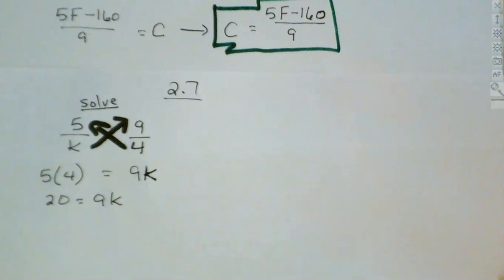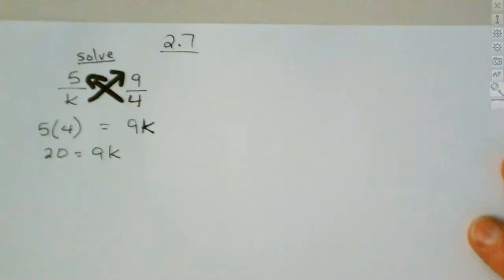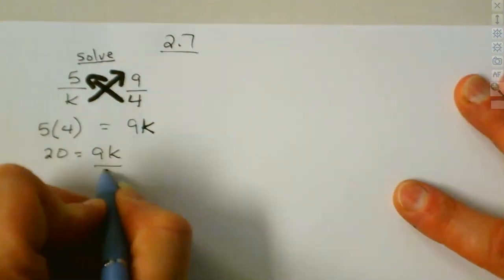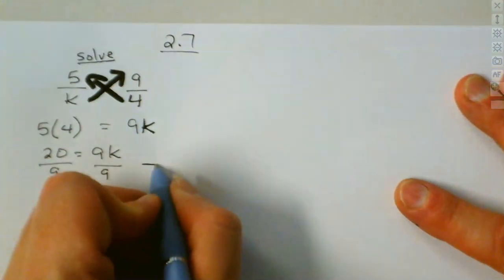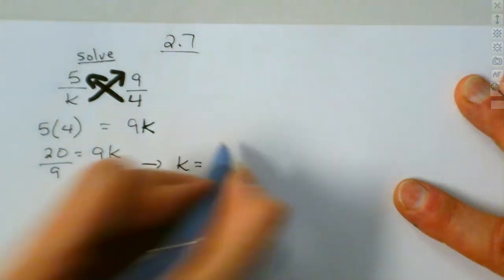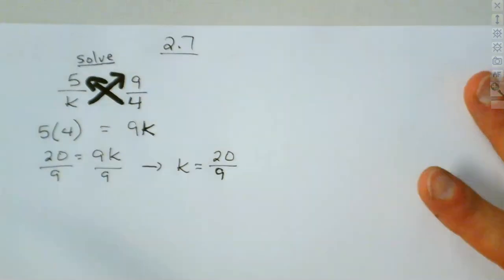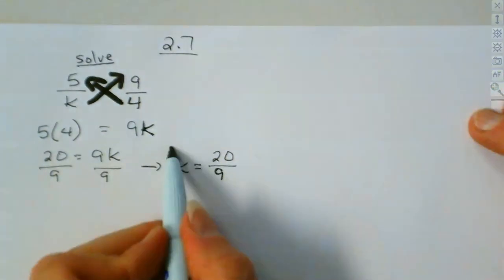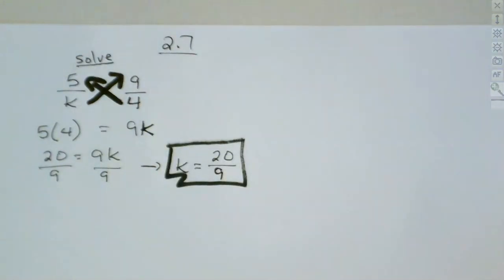And how would I solve this? Don't make it more difficult than what it needs to be. What would you do to solve this out? Divide by 9. Okay. And I'm going to go ahead and rewrite this now as k equals 20 over 9. And that's it. That's your answer. Okay, we're learning a new technique called cross multiplication. Let's do another one.